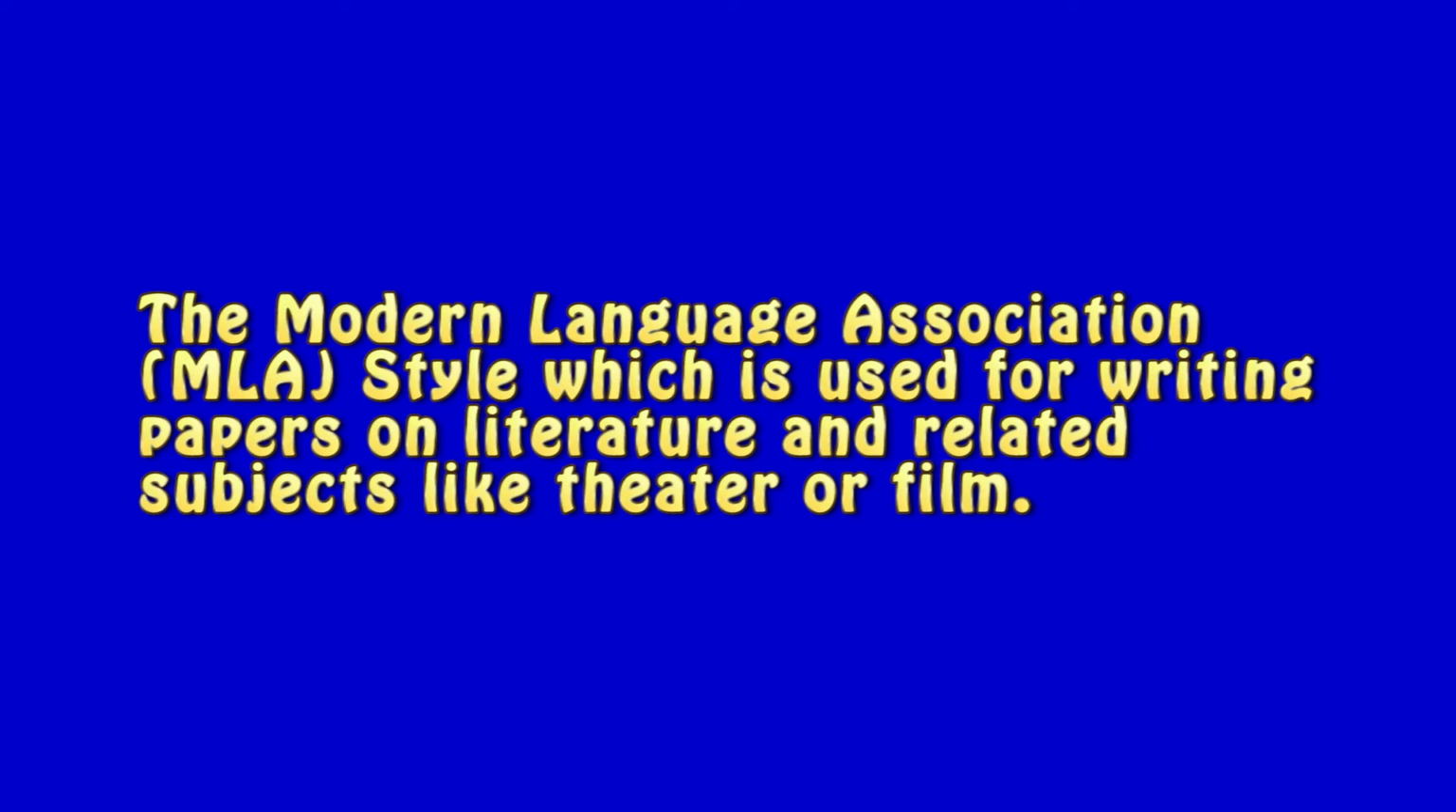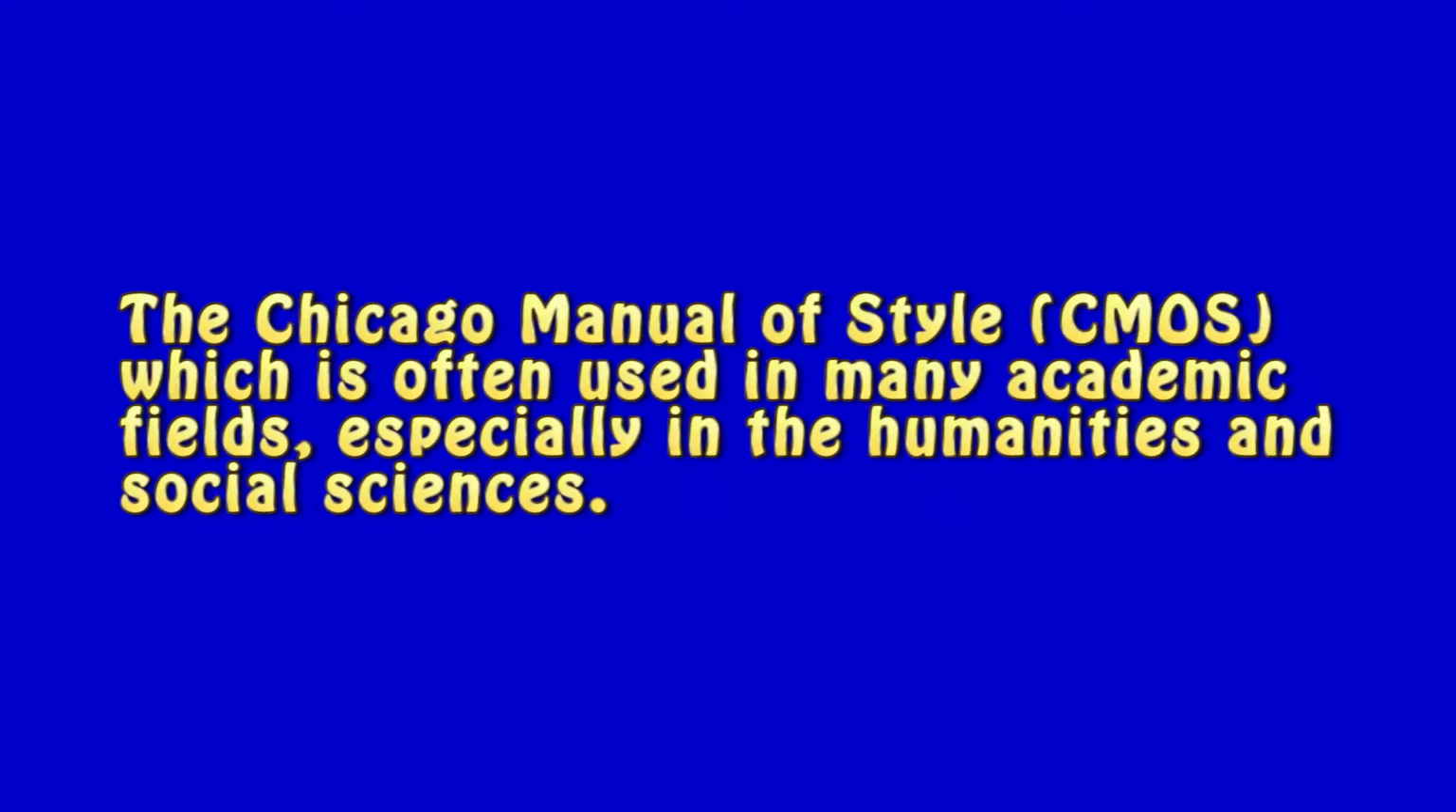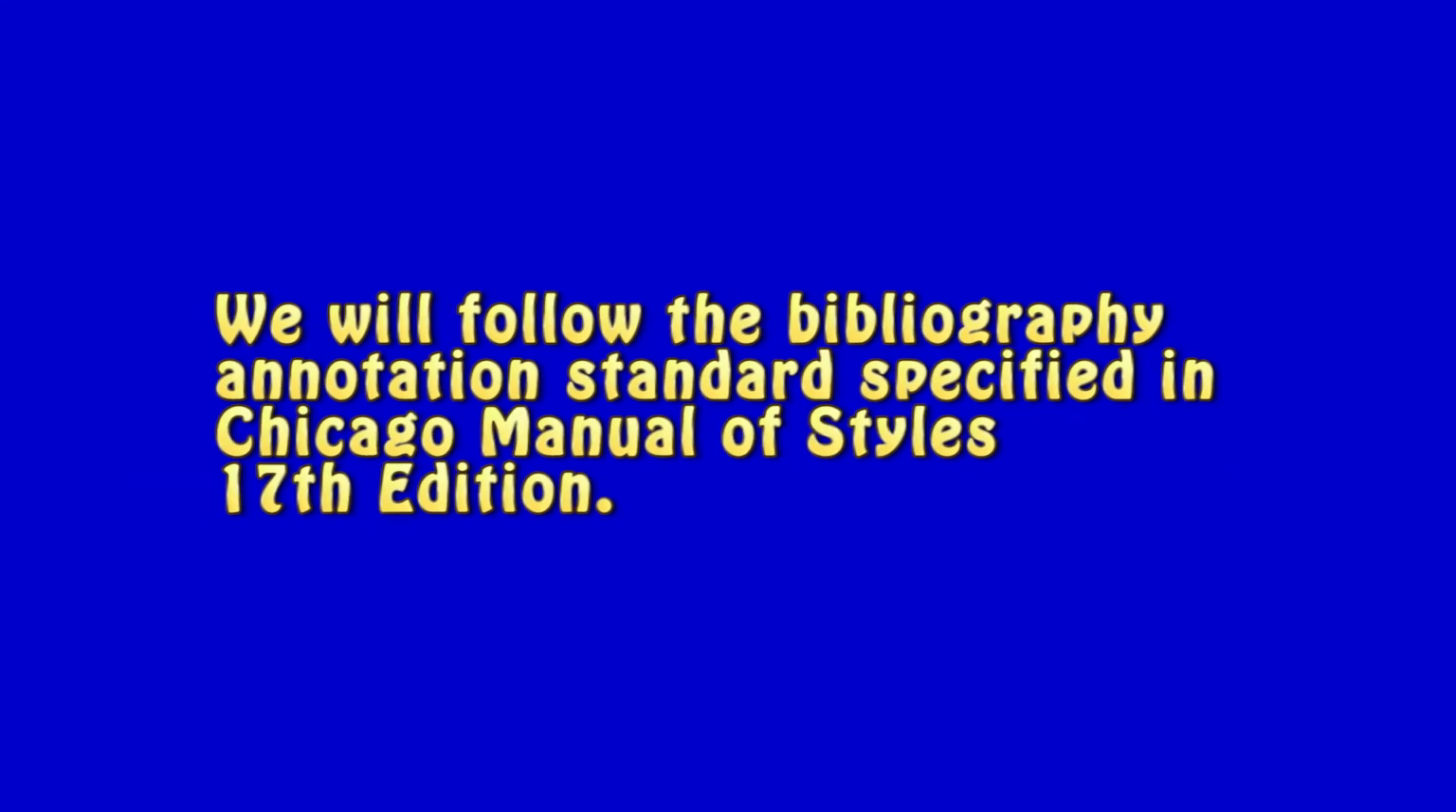And the third style is the Chicago Manual of Style, or CMOS, which is often used in many academic fields, especially in the humanities and social sciences. So, in this video, we will follow the bibliography annotation standard specified in Chicago Manual of Style, 17th edition.